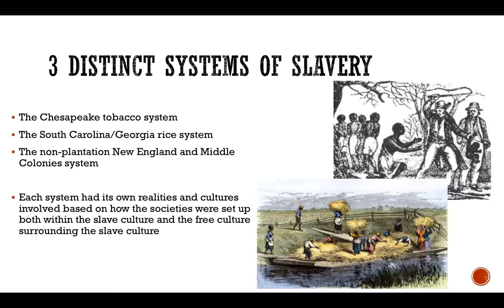So the first 2 are obviously plantation style farming, which requires a heavy workload. The final one, the non-plantation New England style, is referring to enslavement on a small scale. So it's having less people under your watch, and I don't want to say under your employment because you're not paying them, but under your ownership. All of this is sort of strange language to have to talk about people.